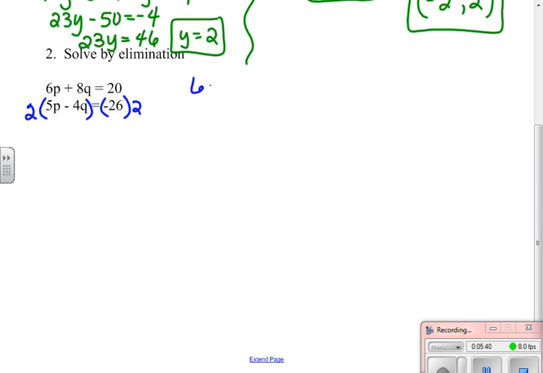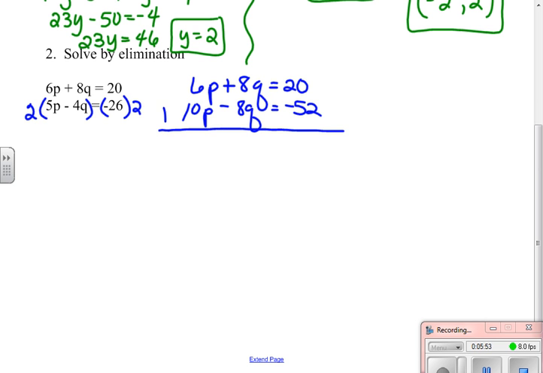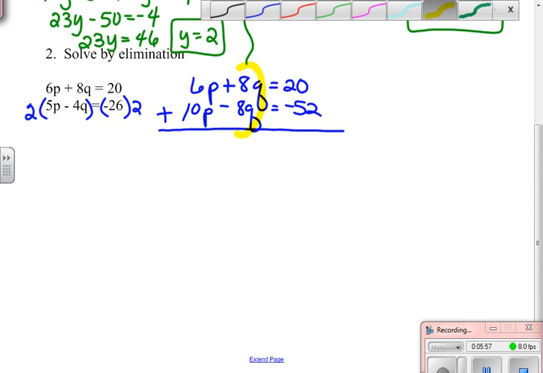So this top one is going to stay the same. And the bottom one becomes -50. Now when I add them together, this will become 0, so it is eliminated. And so I have 16p is equal to -32. P is -2. That's my first answer.